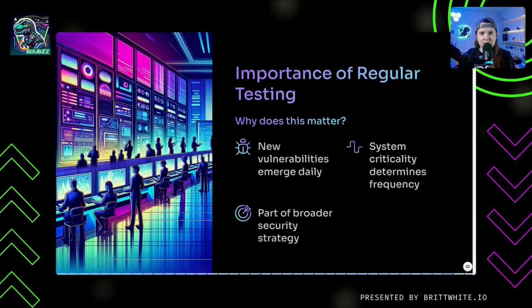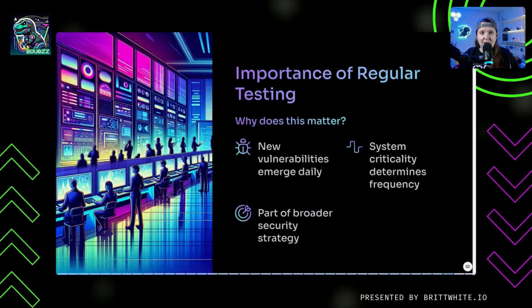Smart testing strategies establish testing frequencies based on system criticality. Critical systems need weekly scans, while standard systems can be tested monthly. The best approach combines automated tools for consistent coverage with manual testing for deeper insights. Remember, testing isn't a standalone activity. It's an integral part of your broader security assessment strategy, feeding directly into your vulnerability management and risk assessment processes. Stay proactive, stay vigilant, and stay secure.